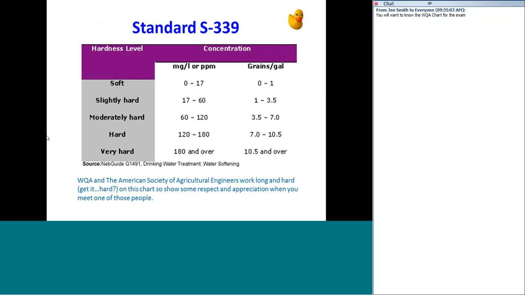This chart actually is an industry standard. The Water Quality Association and the American Society of Agricultural Engineers worked long and hard, get it, hard, on this chart. So show some respect and appreciation when you meet one of the people from WQA or the American Society of Agricultural Engineers. Give them a high five or something. Hey, thanks for that chart, you guys. And they'll look at you and go, well, what chart?